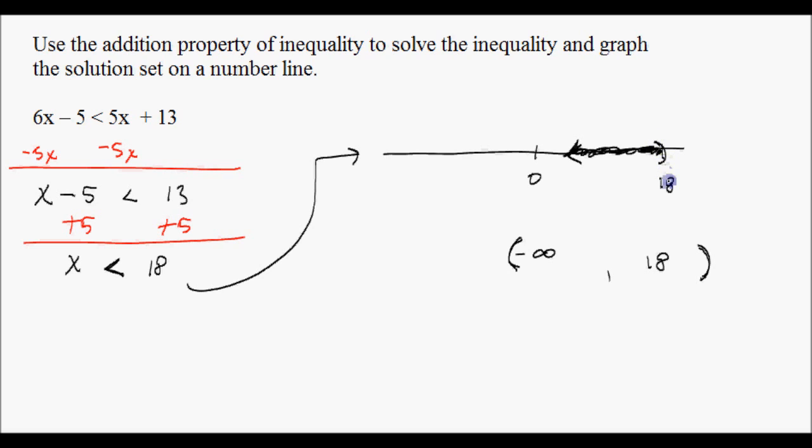And notice how the number line kind of mapped nicely to the interval notation. The upper end of the number line gives me the upper end of my interval. The left side of the number line gives me the left side of the interval notation.